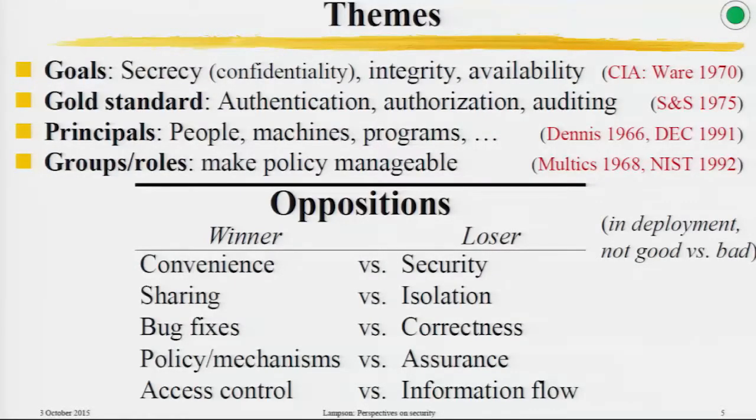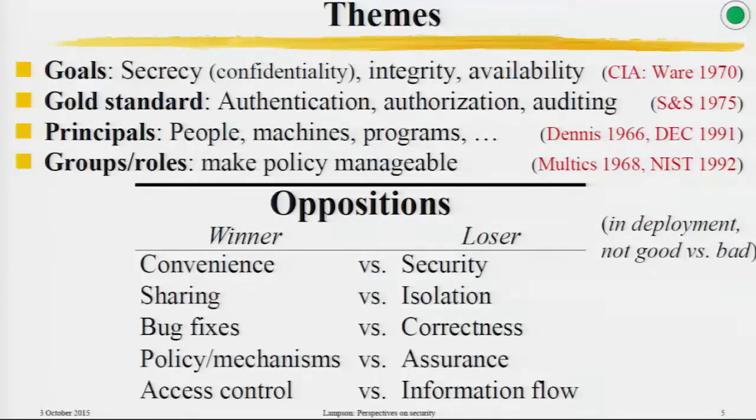There's the gold standard for access control, which is authentication, authorization, and auditing. We'll have a lot more to say about that. There's the basic idea of principles, and there's the idea that you have to group things together if you want security to be manageable. And then there are these fundamental oppositions.